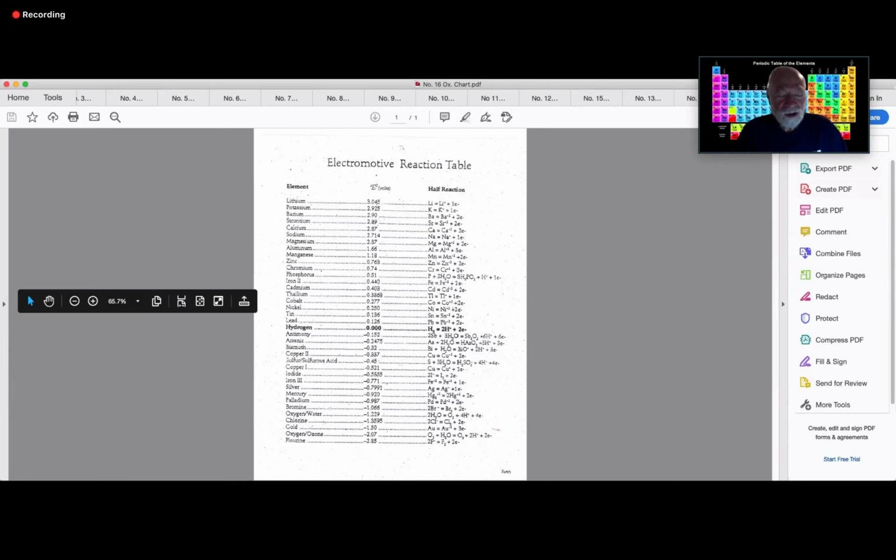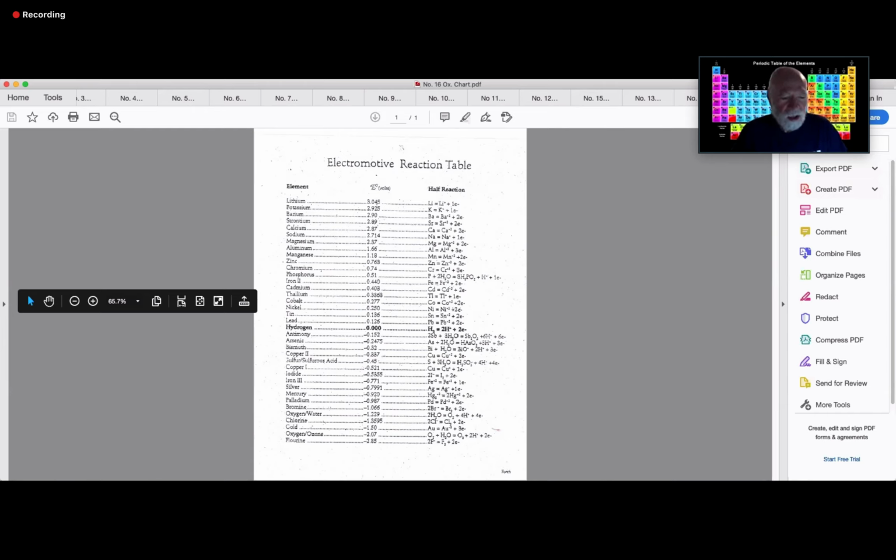Okay, so you're looking at a bunch of half reactions. Now, if you pick out any particular one, I want you to notice they've done you a giant favor. They're all balanced for you by mass and by charge. Now, do you see those numbers in the middle?